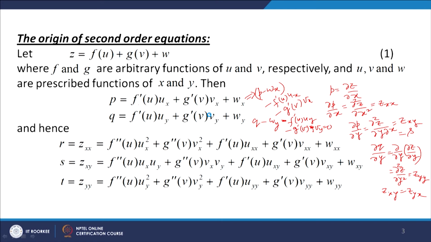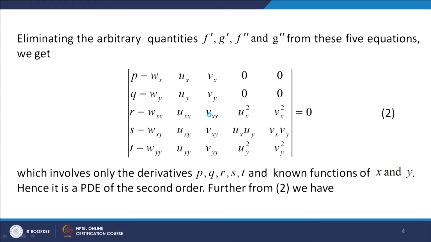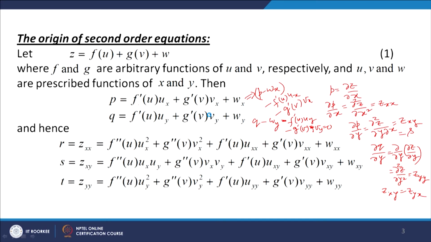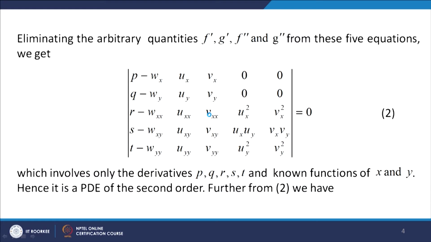Here we have the terms in f dash u, g dash u, f double dash u, g double dash v. That is why we have these terms, but these zeros occur because the first two equations do not contain f double dash and g double dash. Now, this is how we come to this determinant equal to 0.